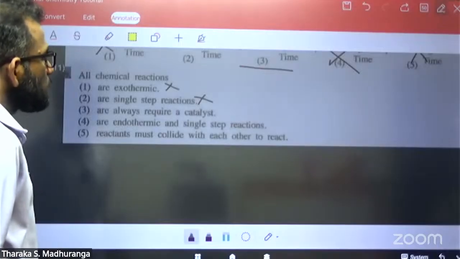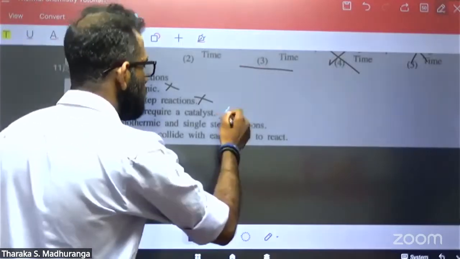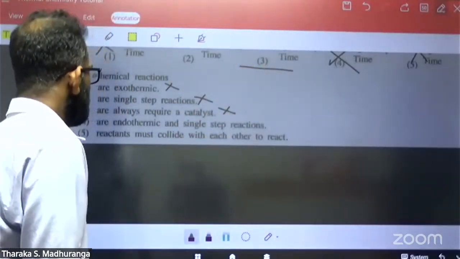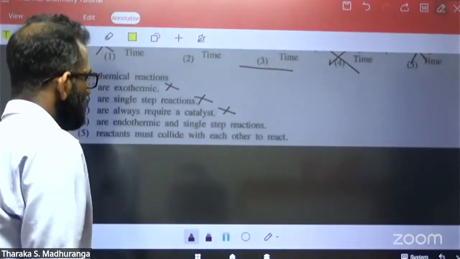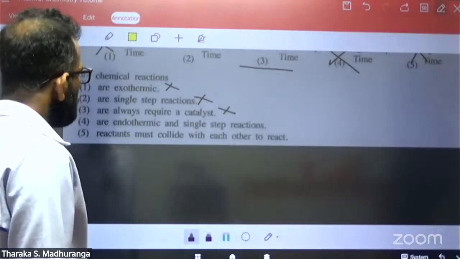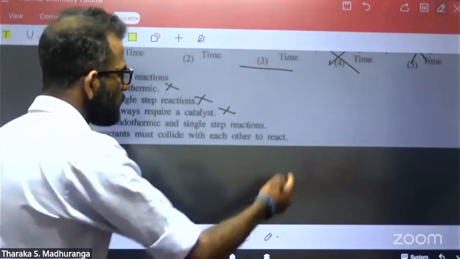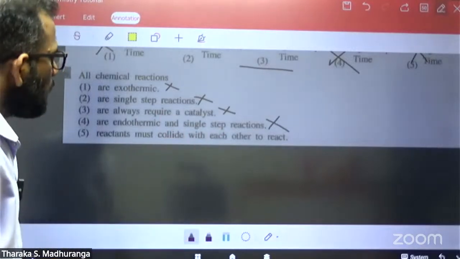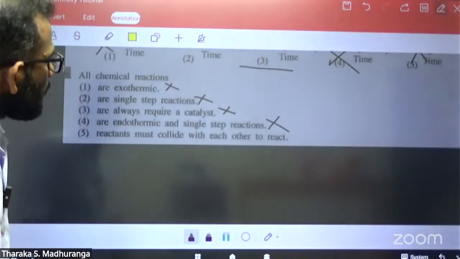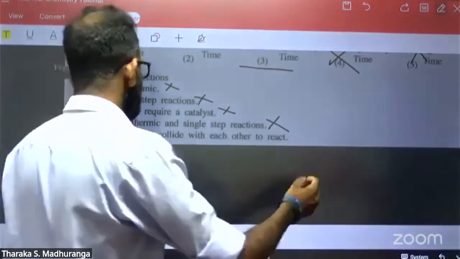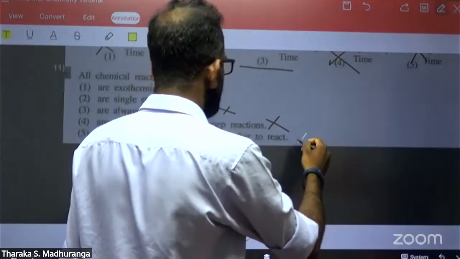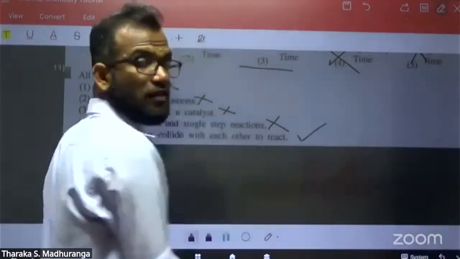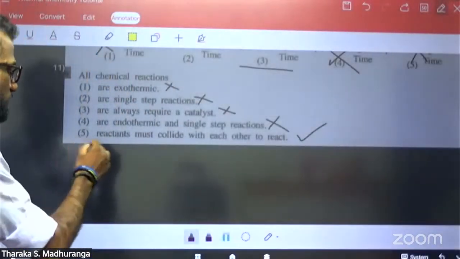All chemical reactions always require a catalyst. No, normal reactions are doing without a catalyst. They are converting to products. All chemical reactions are endothermic and endothermic? No, all chemical reactions endothermic, the first term is wrong. Then the other part also, a single step reaction, no. Reactants must collide with each other to produce product. That one also we are doing in kinetic chemistry. Therefore, don't put it.